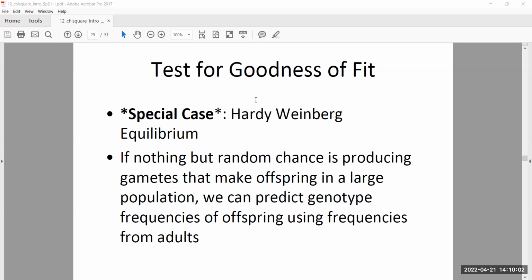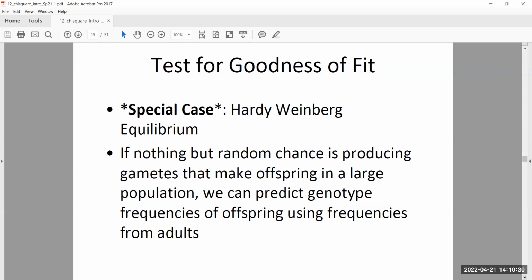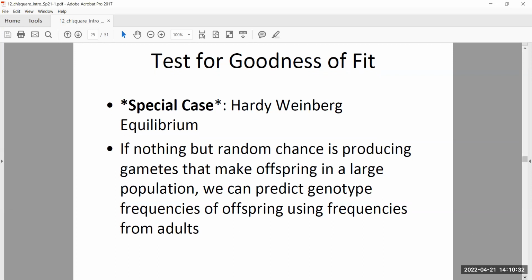All right, so if a population's in Hardy-Weinberg Equilibrium, it means that nothing but random chance is producing gametes and making offspring in the population. So not just the allele frequencies, but the genotype frequencies of the offspring should be the same as the next generation. So we're going to be able to test this hypothesis using the chi-square test for goodness of fit.